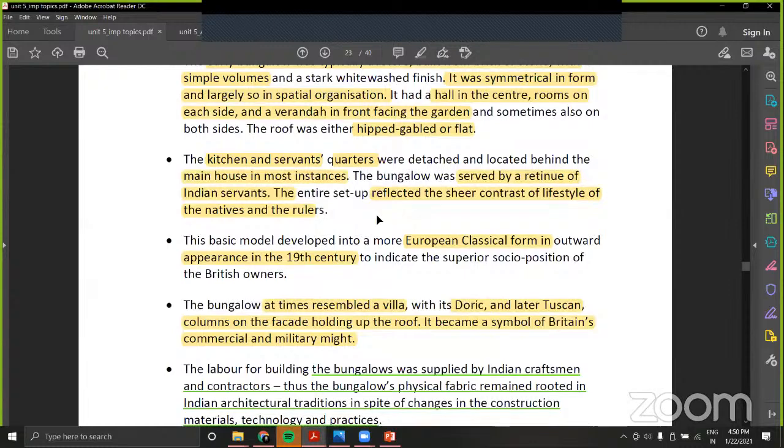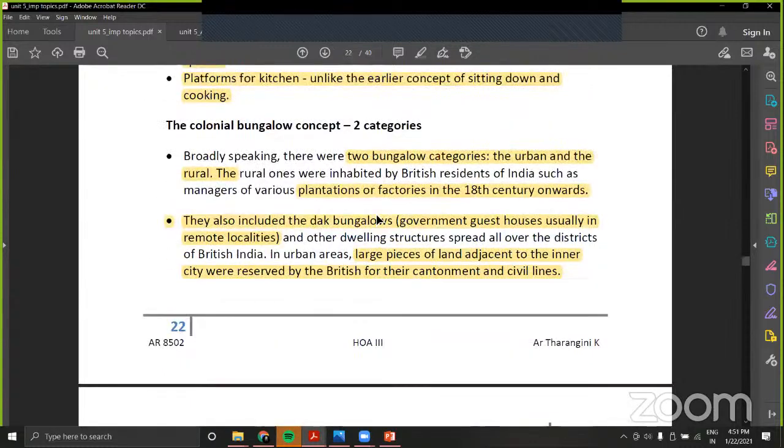There were two types of bungalows, the urban and the rural. The rural ones were inhabited by the British residents of India, such as managers of various plantations or factories in the 18th century. They also include the dak bungalow, large pieces of land adjacent to the inner circle, were British for the cantonment and civil lines.